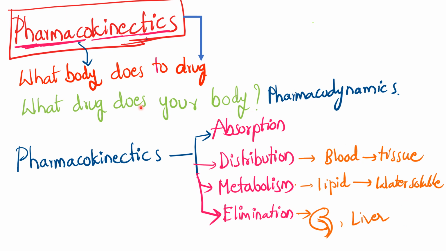Now let's learn about what pharmacodynamics is. It is the study of biological and physiological effects of the drug on the body. It involves interaction between a drug and its target sites, which can be a receptor, an enzyme, ion channels, or other molecular targets.